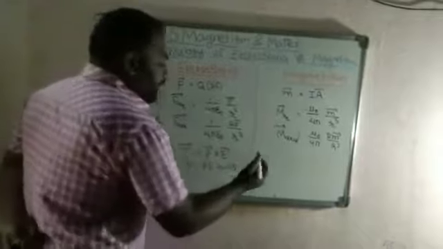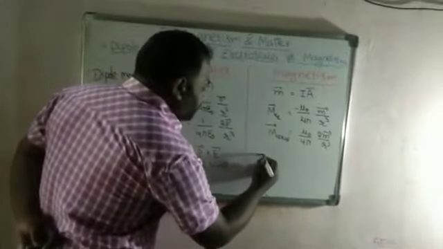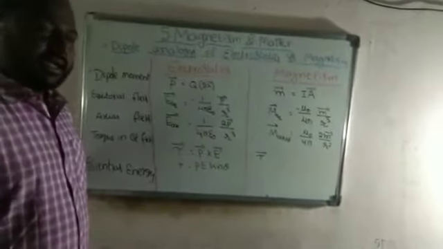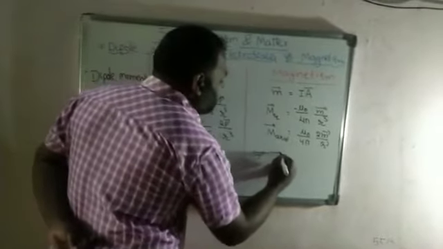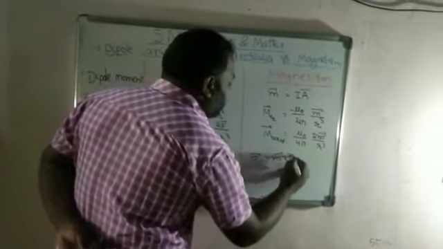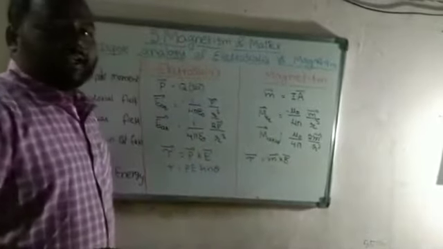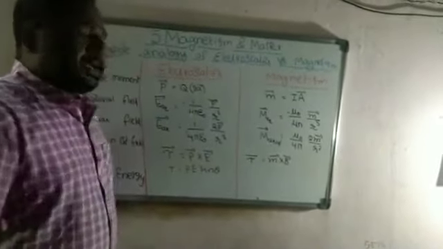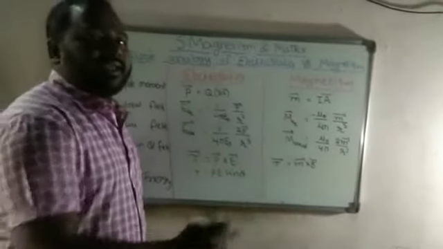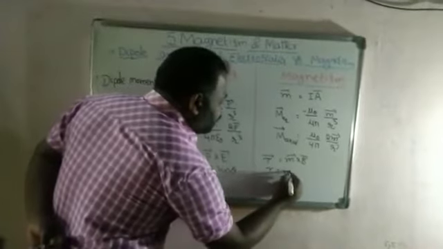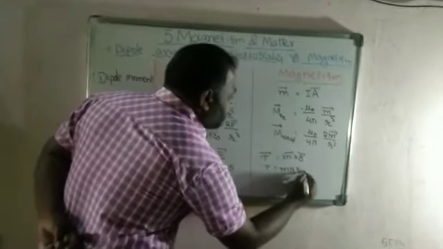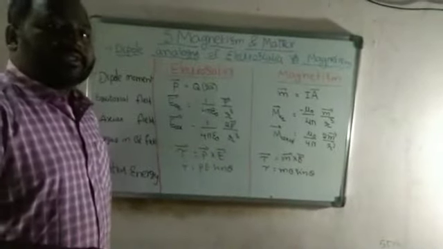In a similar way, the torque acting on the bar magnet or a dipole which is placed in a magnetic field is m bar cross B bar. Here m is the magnetic dipole moment and B is the magnetic field in which we place the magnetic dipole. Now this can be written as tau is equal to mB sin theta, because this is the cross product, A bar cross B bar equals AB sin theta.